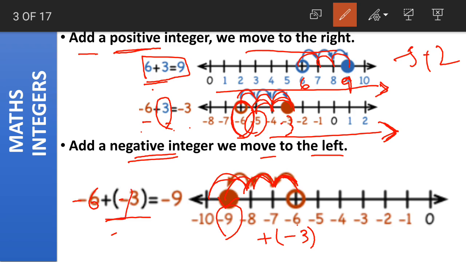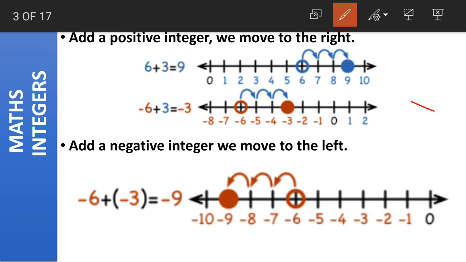Again, we have the confusion of signs here. We are looking at this bracket here, right? This bracket can be considered as a multiplication sign. Now here there's a plus before a bracket and a minus after the bracket. When we multiply a positive and a negative number, the answer is always negative, okay?